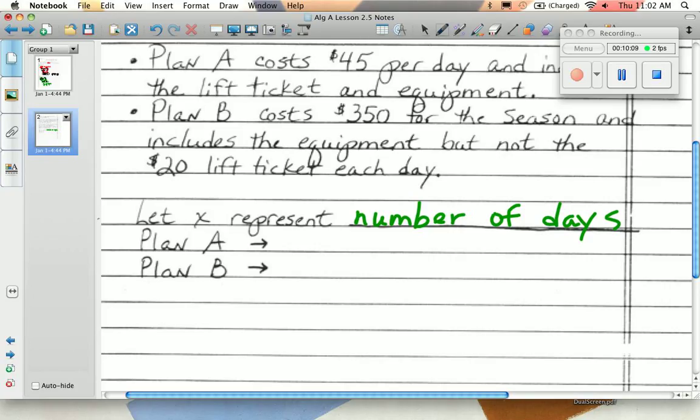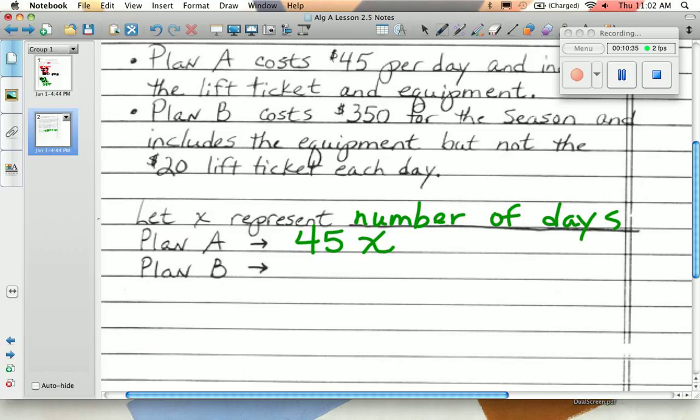Well, with x being the number of days, what would you have to do for Plan A? Just what expression? Don't even need to write a whole inequality right now. I just want you to give me an algebraic expression for Plan A. 45x. It's $45 per day. Is there any other charge? No.